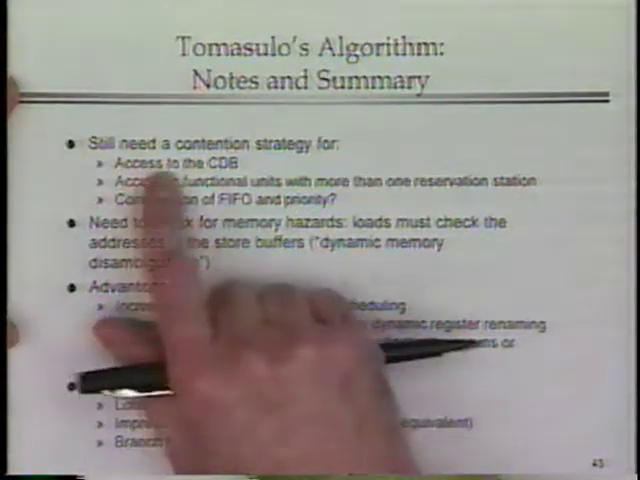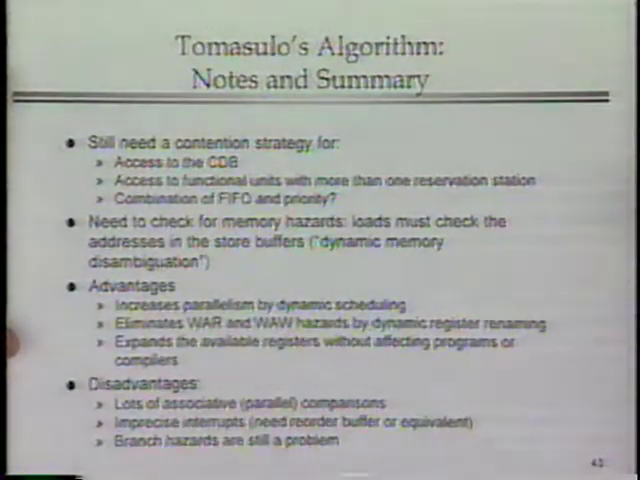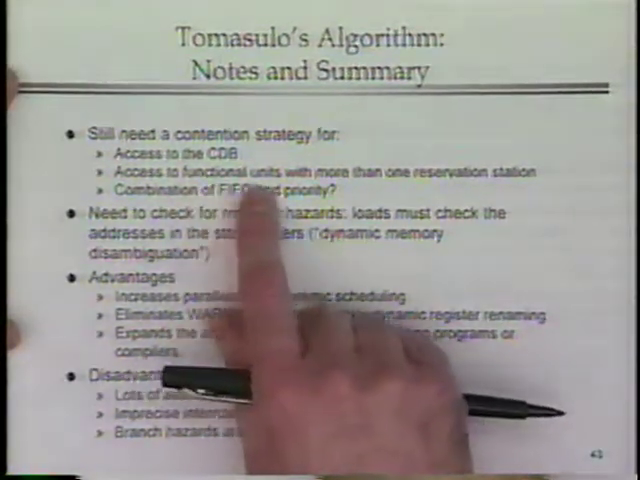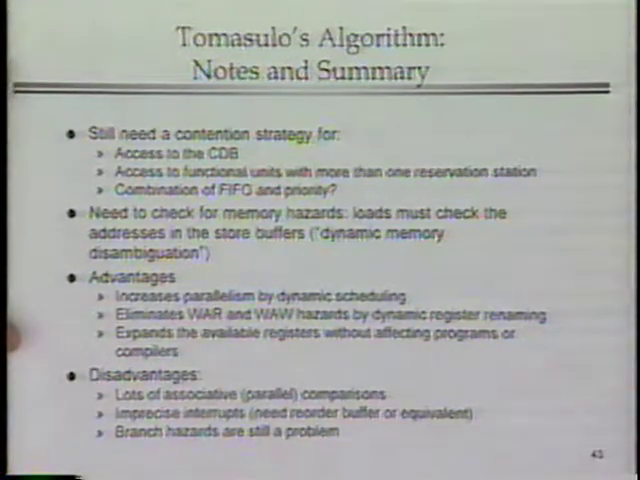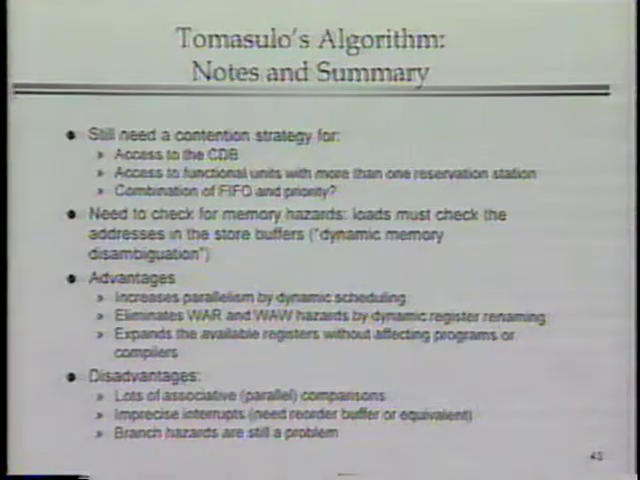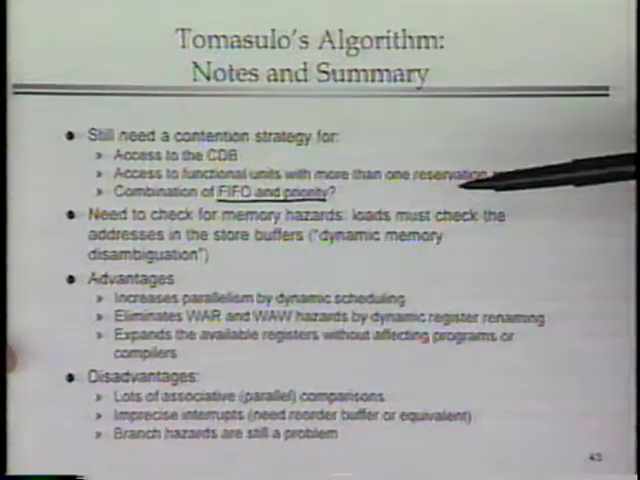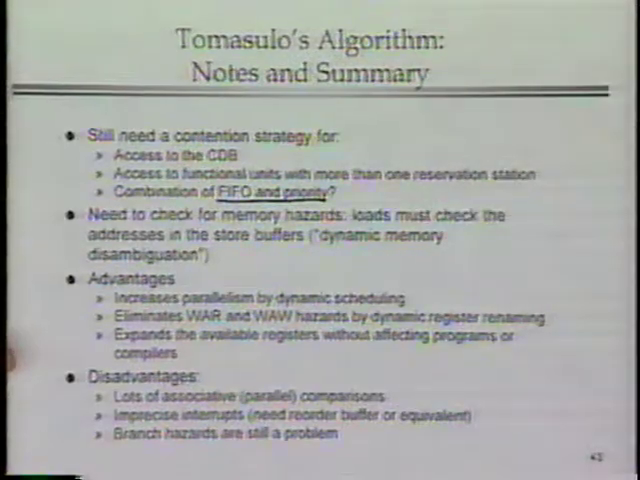Okay, so what are, in summary, the good things and bad things about the Tomasulo algorithm? Well, one is you still need some way to access the common data bus and to resolve that conflict. And in fact, the other conflict that exists is the access to functional units. In particular, if there's more than one reservation station, there may be more than one instruction ready to execute in that functional unit, and you have to somehow decide which one goes first. The manual I'm circulating around, in fact, shows that the 360/91 had a fairly complex scheme, which was a combination of FIFO and a priority-based scheme for both access to the common data bus and access to the functional units when they had more than one reservation station.